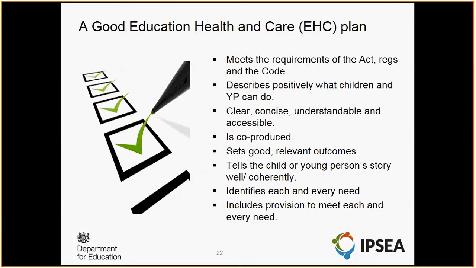It describes positively what children and young people can do. It isn't a can't do list. It's clear, concise, understandable and accessible. Everybody involved needs to be able to understand what the plan is saying. It's co-produced throughout. It sets good and relevant outcomes that are clearly linked to needs and provision for education, health and social care. It tells the child or young person's story well and coherently.